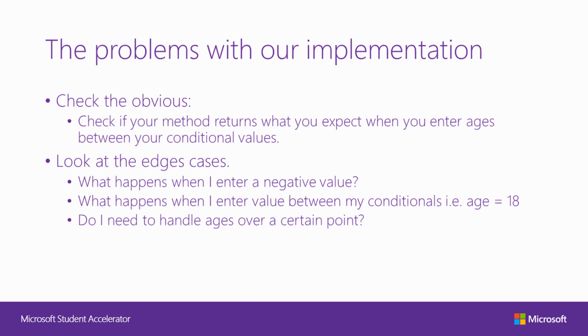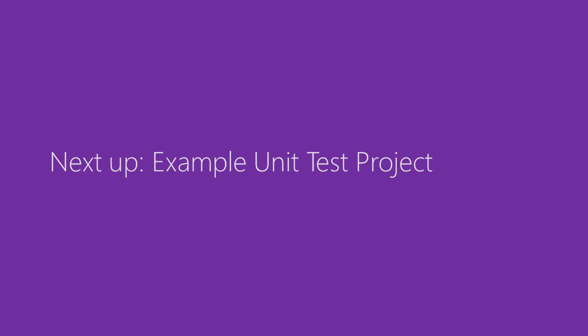Next, we want to test our edge cases. So one unit test for entering a negative value, and another test to check our conditional boundaries, so say the age is 18. Additionally, you probably want to handle ages over a certain point. The example I've given here is quite simple, but the principles still apply to more complex pieces of code. While the example I've given here is mainly to do with unit testing, all the same principles apply to automated acceptance tests. Next, I will show you an example unit test project.